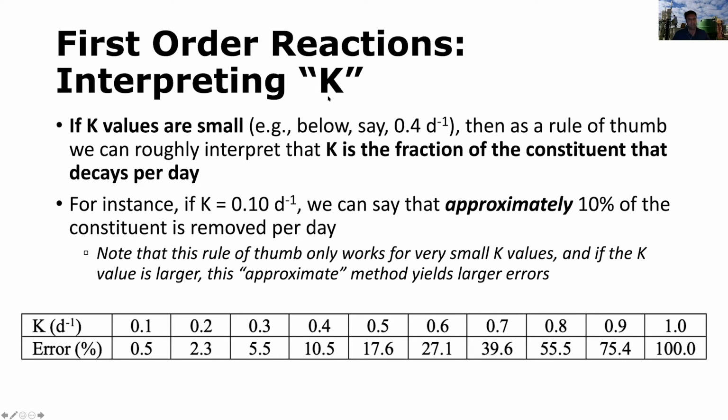So how do we interpret the k value for a first order reaction? Well, if the k values are small, let's say below 0.4 days to the negative 1, as a rule of thumb, we can roughly interpret k as the fraction of the constituent that decays each day. So for instance, if k is equal to 0.1 days to the negative 1, that's like saying that approximately 10% of the constituent is removed every day. Note that this rule of thumb works only for very small k values. If the k value is larger, then this approximation method will yield larger errors.